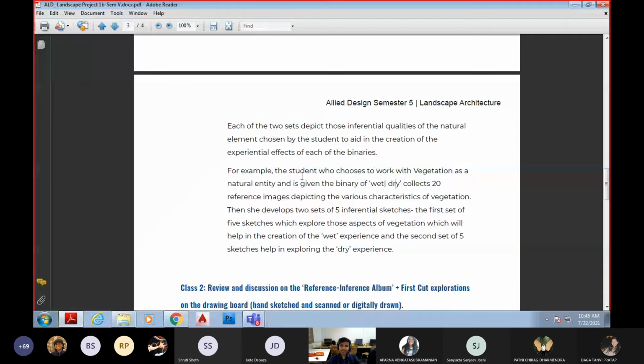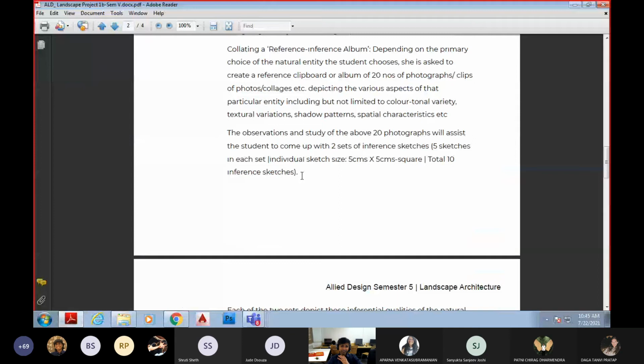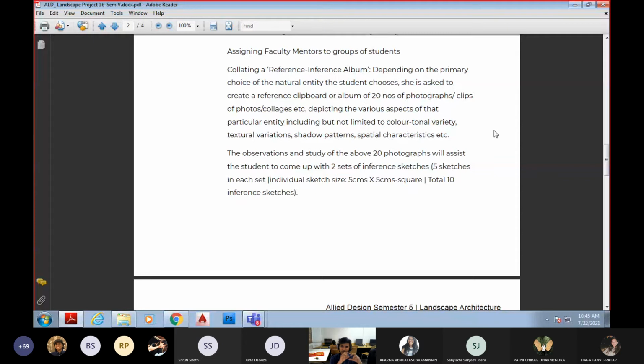Everything is written very clearly in this document. I'm sorry, I'm unable to collate my thoughts because there's a lot happening around me. So basically a 5 centimeter by 5 centimeter tile. You put in your 20 reference images. You can collect them from anywhere: the internet, photographs that you've clicked, photographs from the site, or from your own blog. These are just used as inspiration tiles. So you have those 20 photographs or clips, or it could even be sketches, and you have them in place. Then comes the important part.